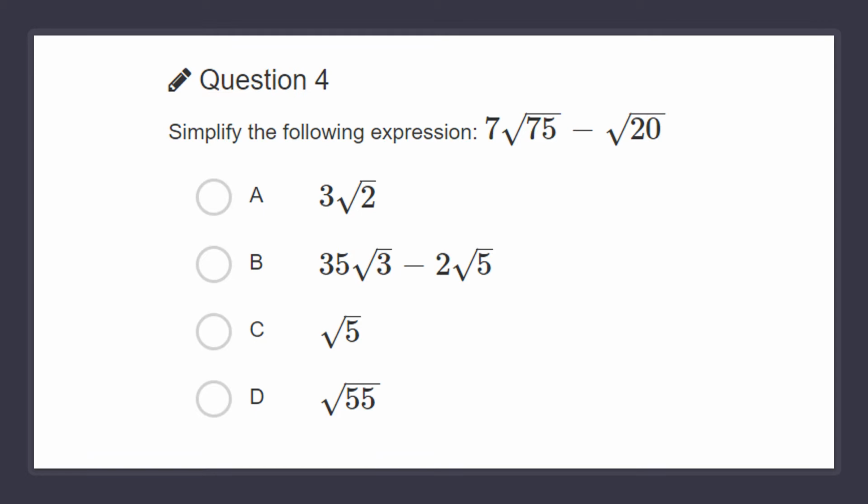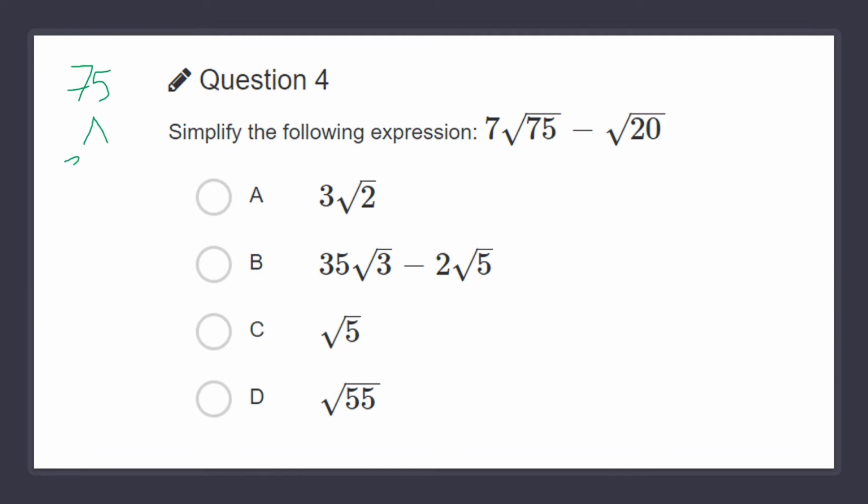For question 4, we are subtracting. We must have like radicands in order to combine, so you have to simplify them individually. You cannot put them together yet. So I'm going to do my work over here on the left side. I'm going to start with 75.